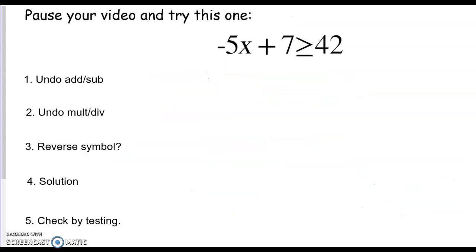Okay, I want you to try one of each. So this is a multiplication. Try this one. Pause your video, try it. Don't forget, you're going to probably need to reverse that symbol when you get to your solution. Go ahead and give that a try.